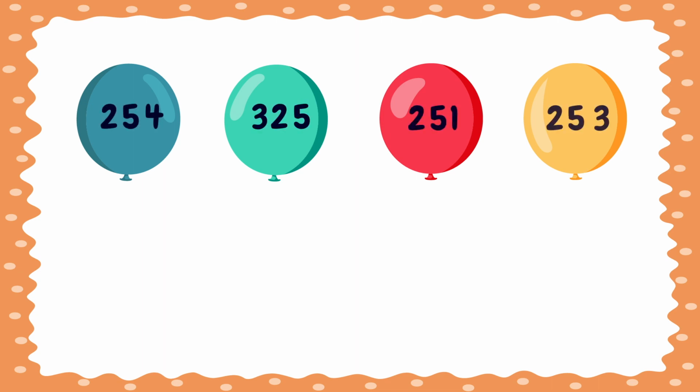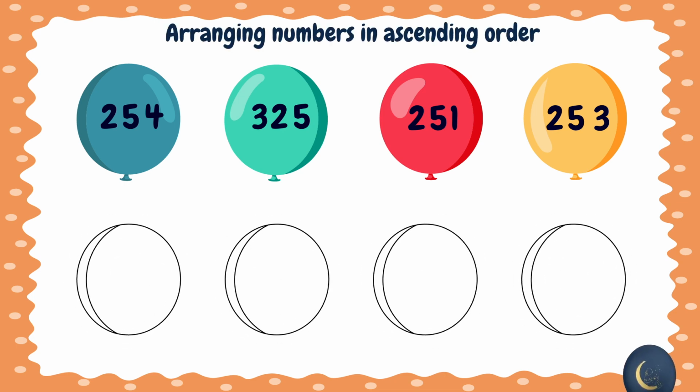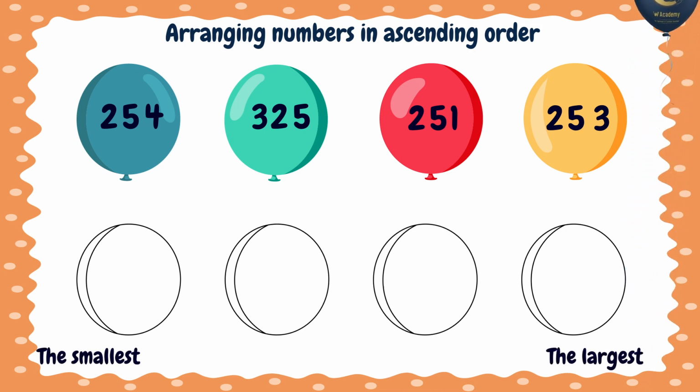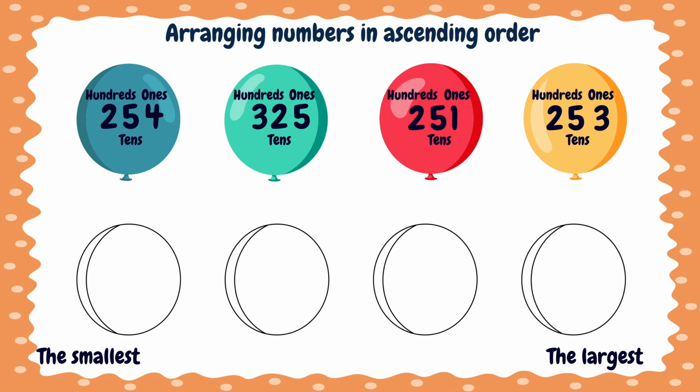Wow! Look with me at these balloons. They are beautiful. There is a number made up of 3 place values on each balloon. We want to arrange them in ascending order. That means from small to large. Beautiful. How do we determine the smallest number? The first step, we must determine the place values, ones, tens, and hundreds. The second step, we compare the numbers in the hundreds place.